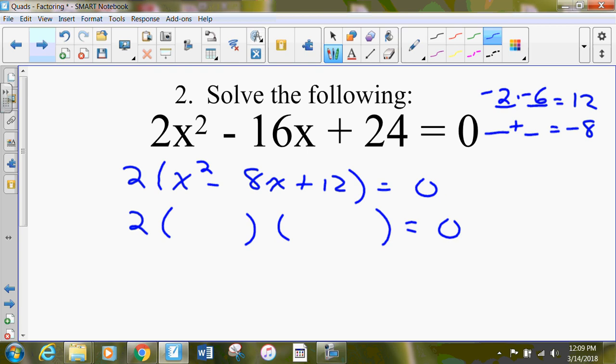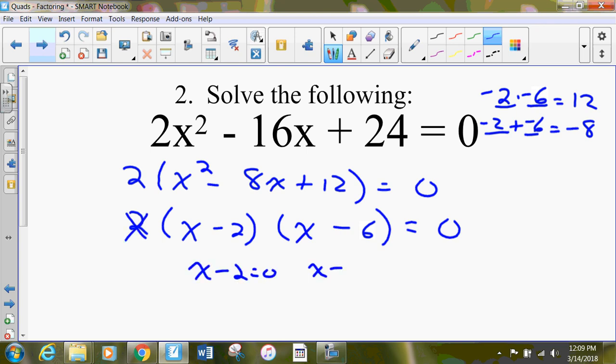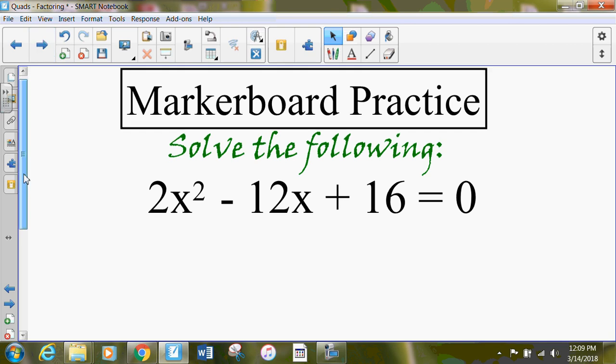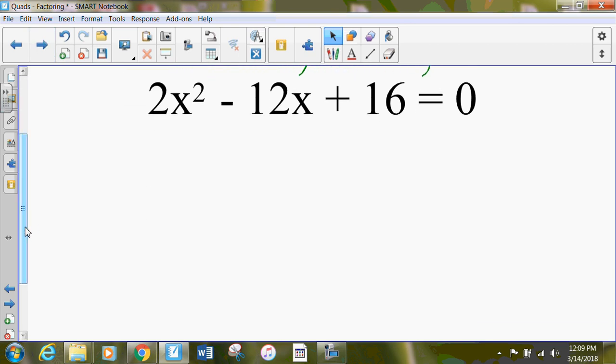-2 times -6 is 12, and -2 plus -6 is -8. So we're going to go ahead, put this in. We know this 2 leads to nothing. It actually just helped us to get to the part where we could factor. And we're going to find out that either x equals 2 or x equals 6. Those 2 solutions work. They both work if we plug them into this quadratic equation. All right, switch to marker boards. Go ahead and pause and then come back and check your answer.